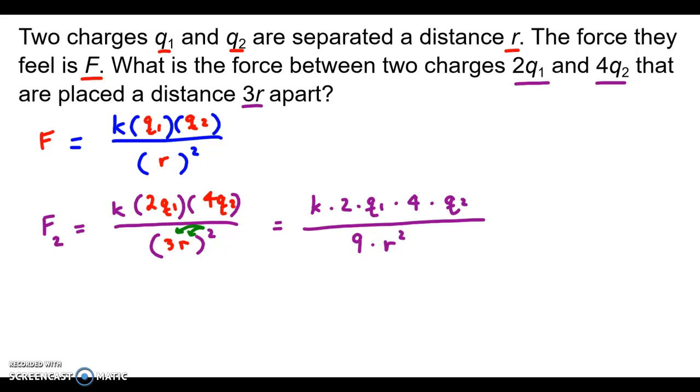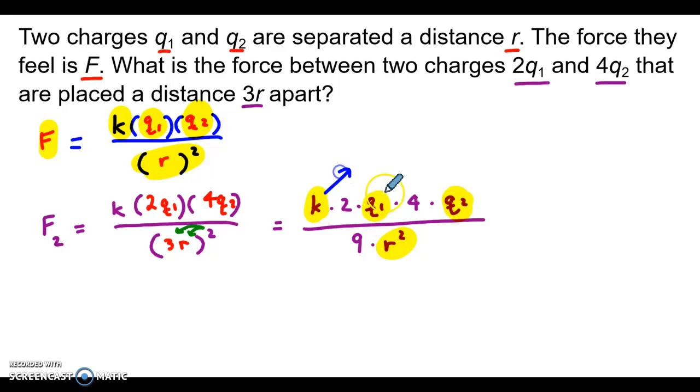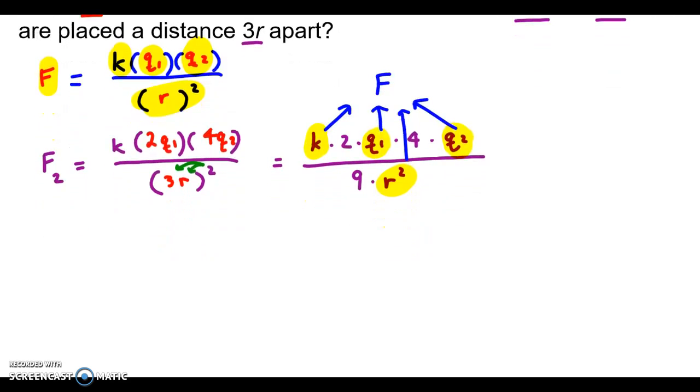But wait a second. The original k, which I see here in my second equation, the original q1, which is also here, the original q2, and the original r squared, all together are equal to that force F. So these 4 things are equal to F, and I can substitute. I will replace the highlighted things with F.